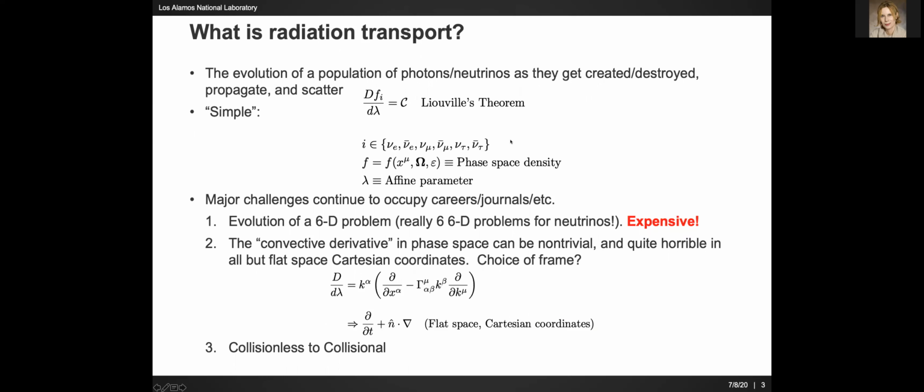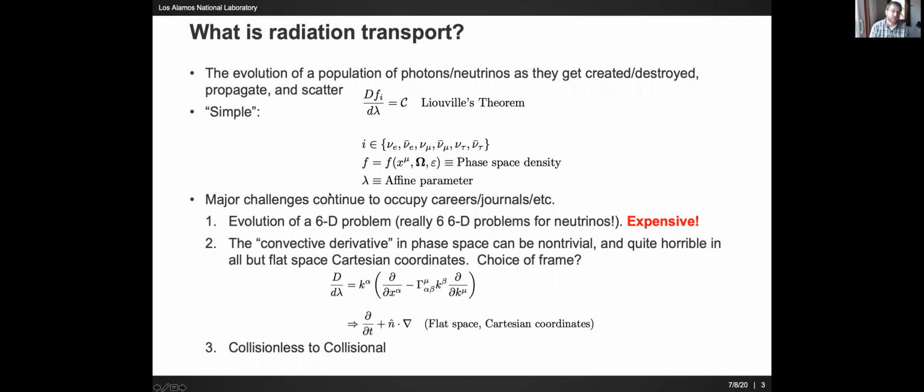Great, perfect. So that's basically what this equation says: unless there are collisions, meaning absorption, emission, scattering, the phase space density is just constant along trajectories in phase space. So this looks really simple. Of course, it's not. That's why I'm here talking about this.